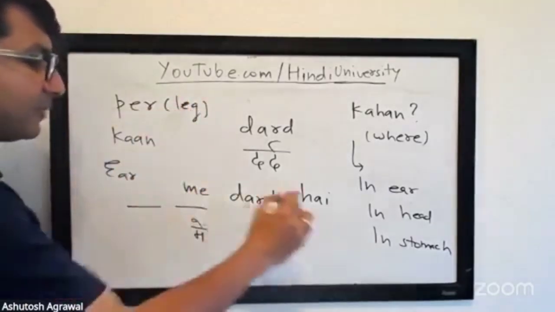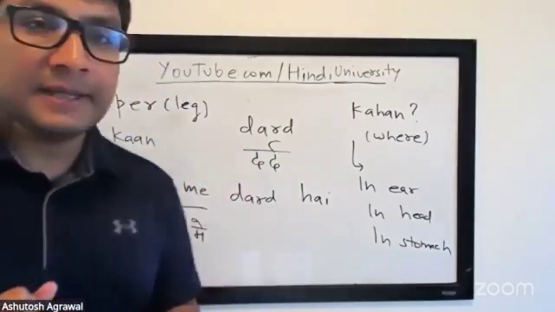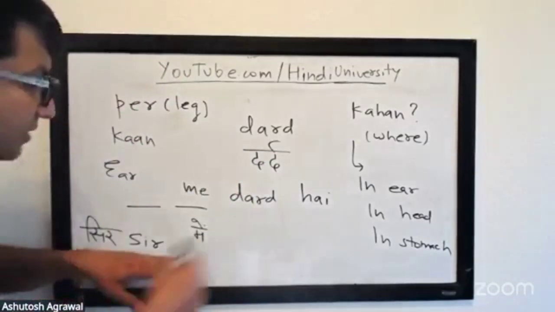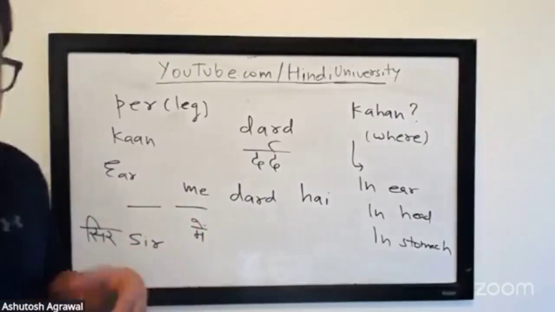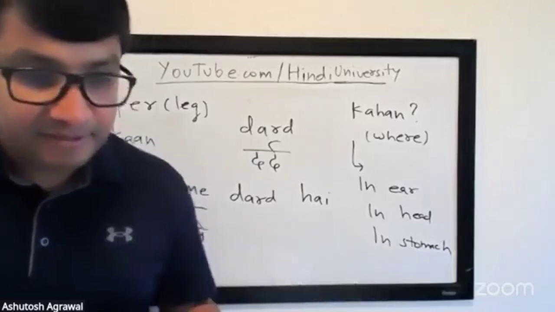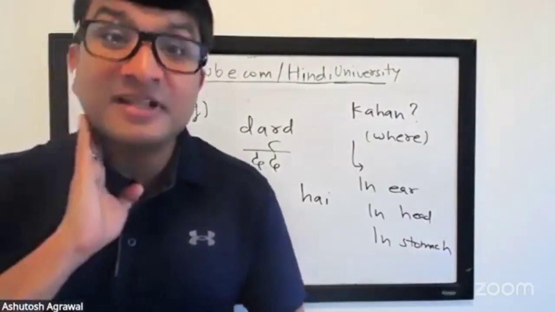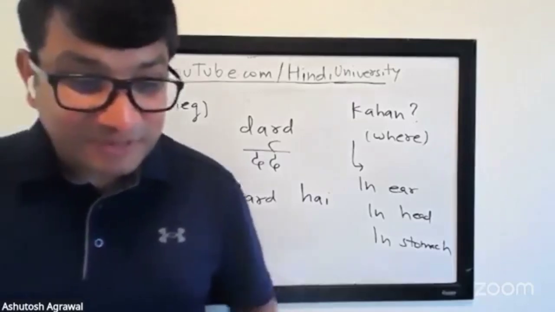पैर में दर्द है, pain is located in your leg. Sir dard itself is considered like a word, so you skip the mein, and you say sir dard hai. That means the headache is there. Okay, very good. Gardan mein dard hai. The pain is in the neck. There you go. Pet mein dard hai. What does it mean? Stomach pain.